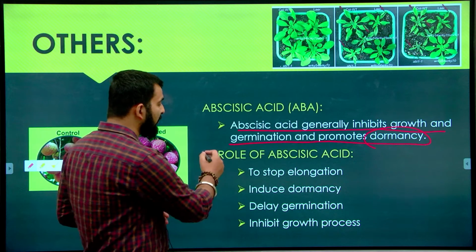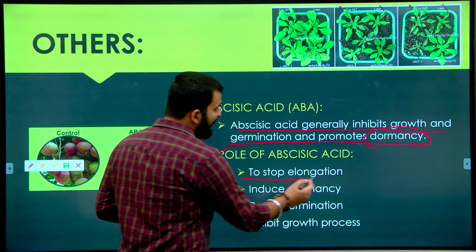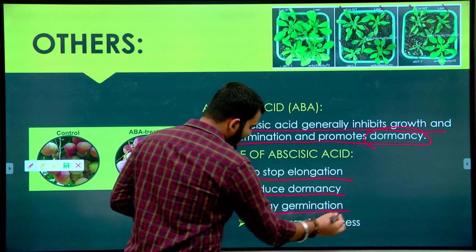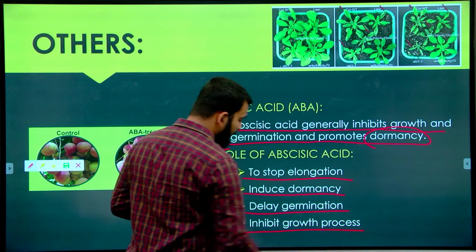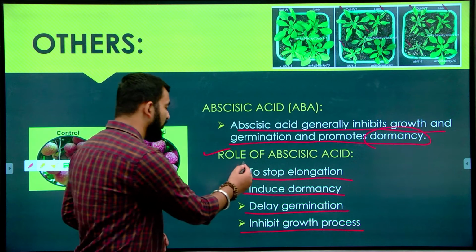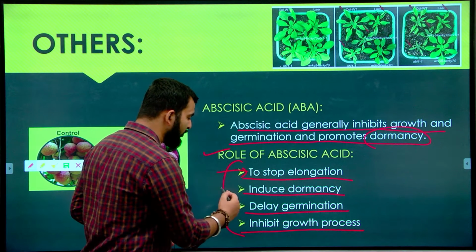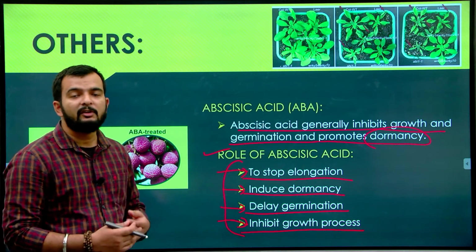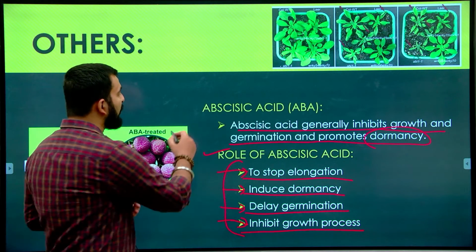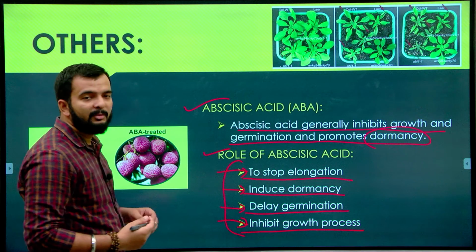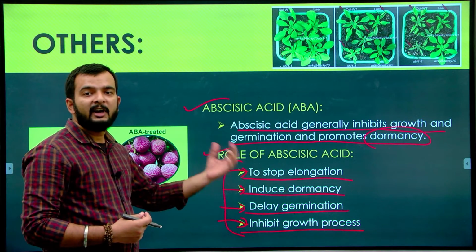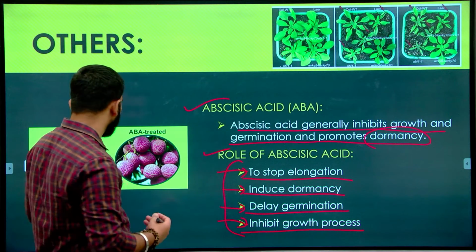So this is the role of abscisic acid: to stop elongation, induce dormancy, delay germination, and inhibit growth processes. Under these four dimensions, it will show its effect. Your cell division will also be slowed down. So this is the role of abscisic acid as an inhibitor, or as a dormant; that is, it transfers the plant into dormancy.